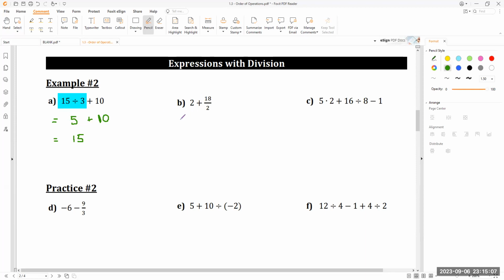Okay, let's do the next one. 2 added to an 18 that happens to be divided by a 2. So I'm actually going to solve this first.